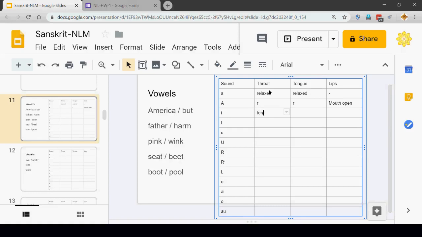E is tense, tongue raised, lips stretched. So this is the same thing, double: tense, raised, stretched. Then oo, here again oo is tense, the muscle at the throat is tense, and the tongue is raised, lips are rounded. This is the same thing with more time, double the time of oo. Pink, weak.